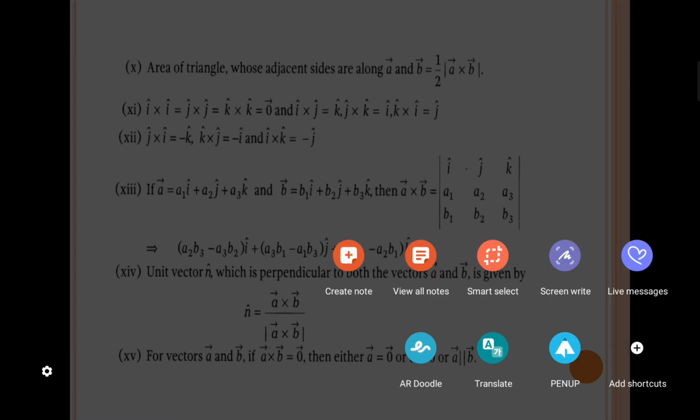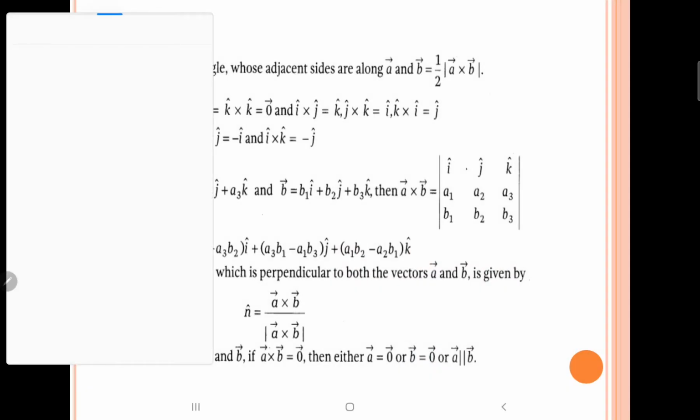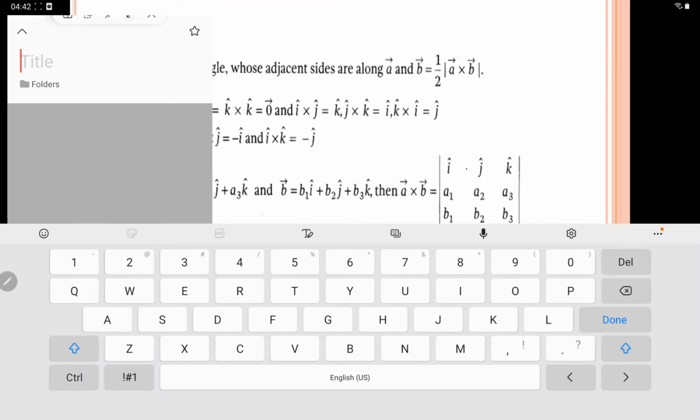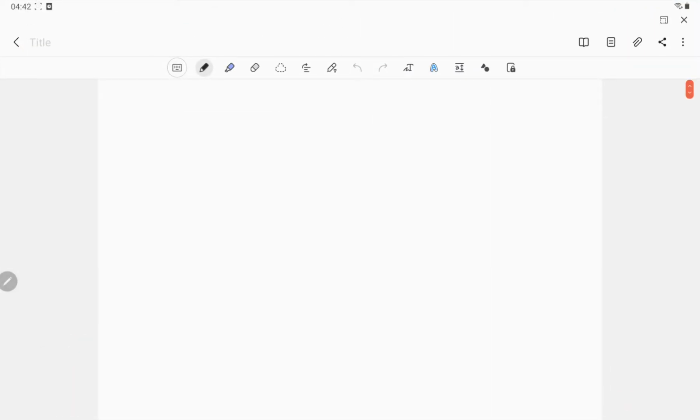So now let us begin with our topic. We are going to discuss the different problems on this topic, that is dot and cross product. I'm taking one of the questions from the book itself. So let us see what the question says.